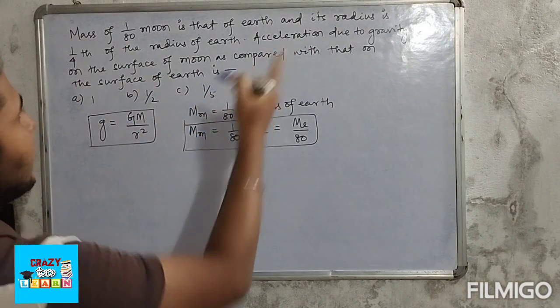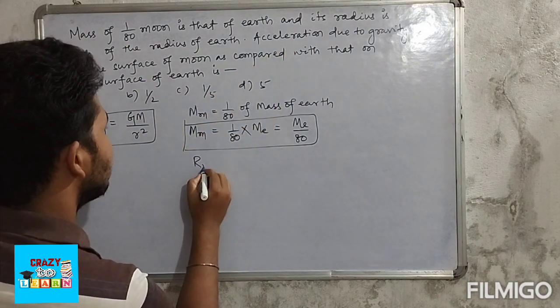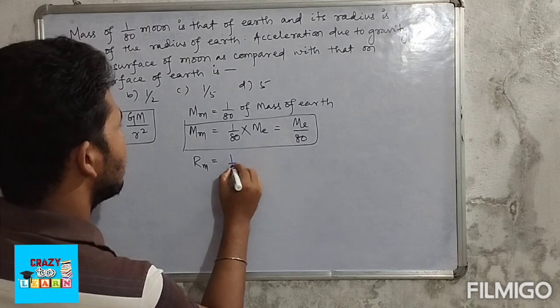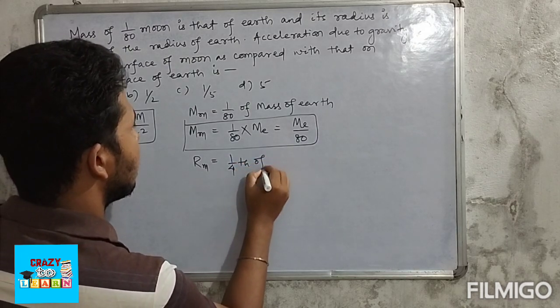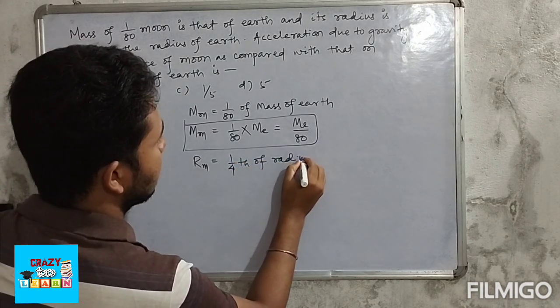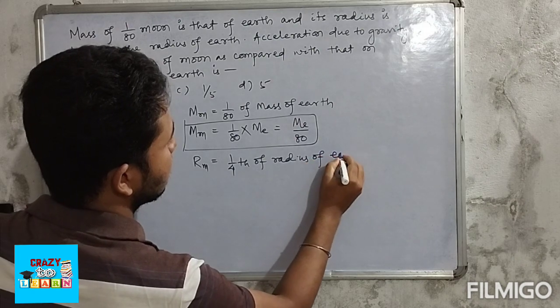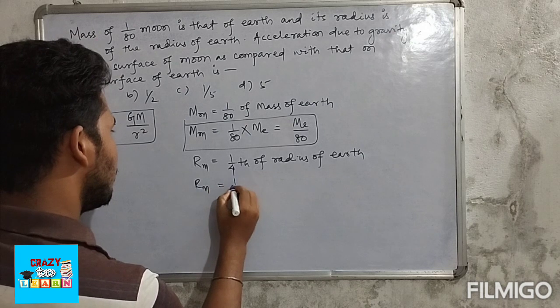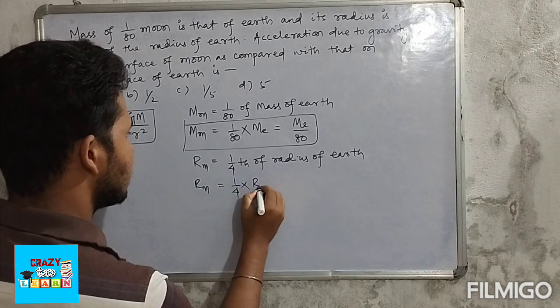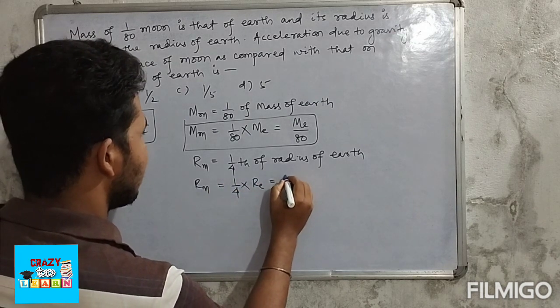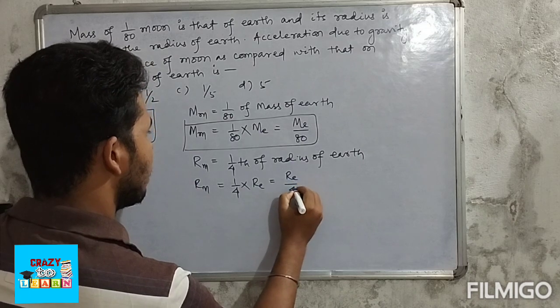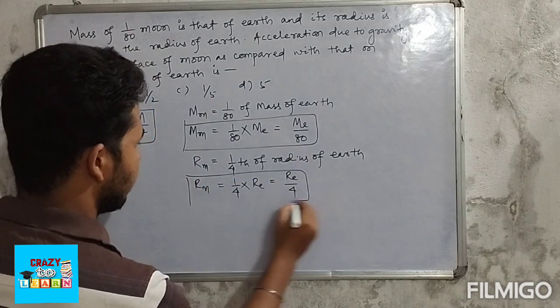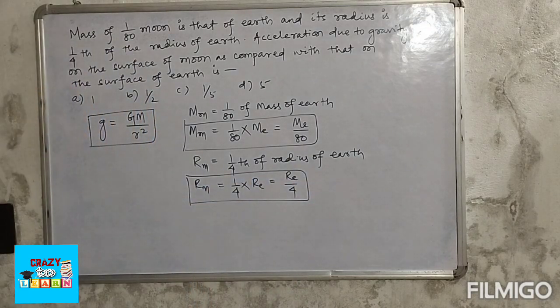In a similar way, the radius of the moon is equal to 1/4 of the radius of Earth. So Rm is equal to 1/4 into the radius of Earth. So we can write it as Re by 4. Clear?